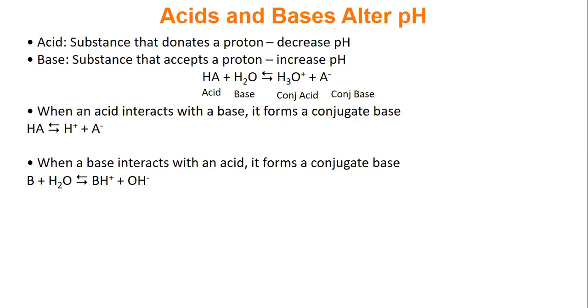The more basic you are, the higher your pH. And when an acid interacts, it will form a base, or sorry, its conjugate base. So here in my example, I have just an acid, HA, with a base, H2O. The acid that is made is called the conjugate acid, and the base that is made is called the conjugate base. The acid and conjugate base are called conjugate pairs.